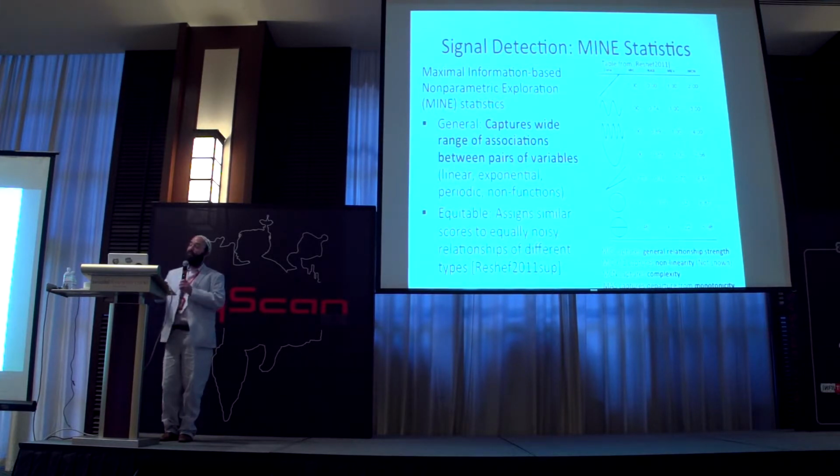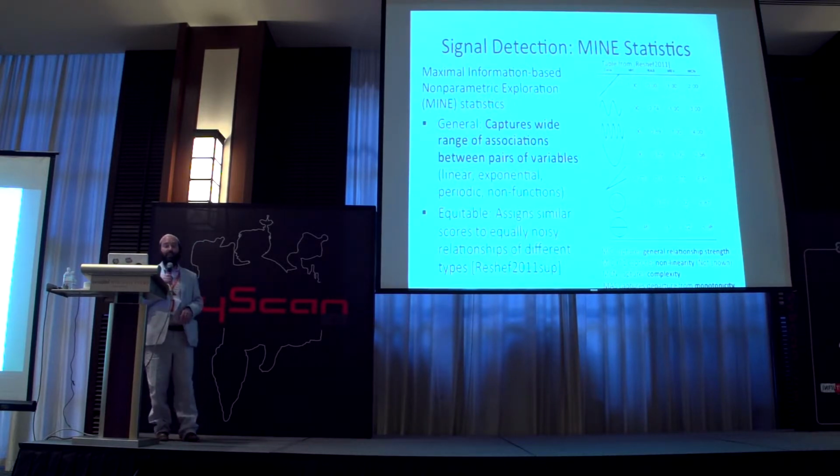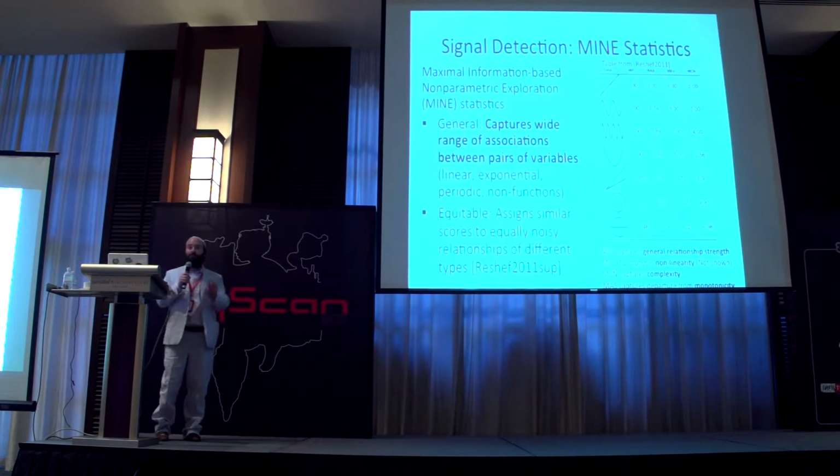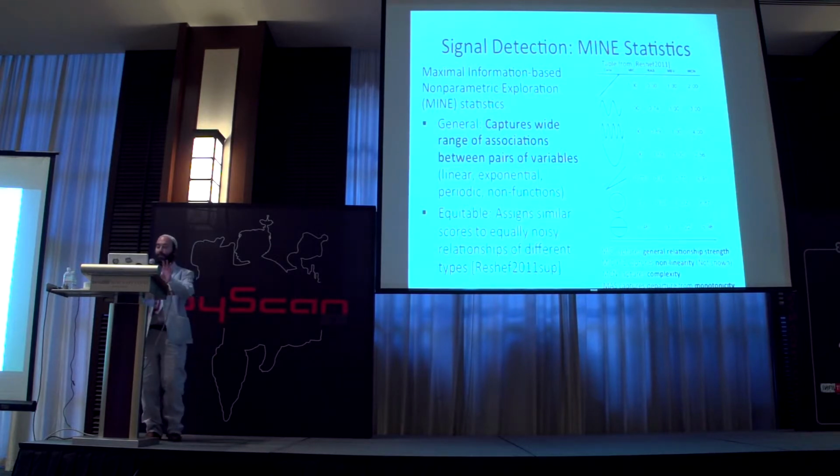So one method from Reshef, and this is superior to linear regressions and all sorts of splines and other methods you may have learned in school, is the MINE statistic, the maximal information non-parametric exploration. If this means nothing to you, if it's too complicated, the only thing you have to remember is that it captures a wide range of associations between different variables. What do I mean by that?